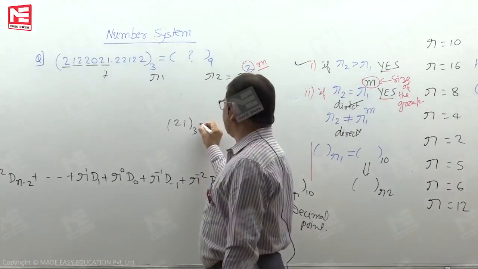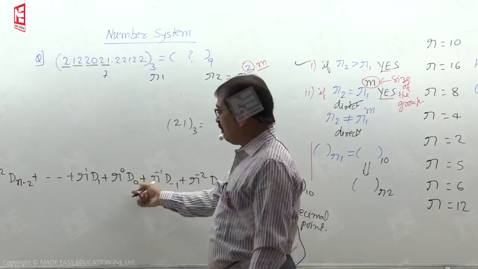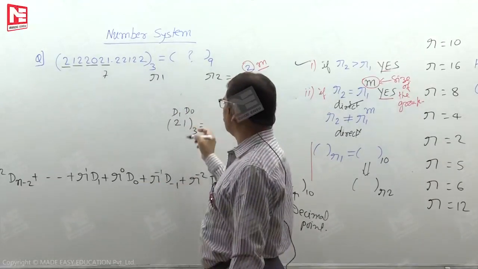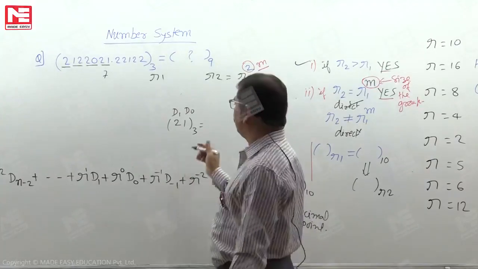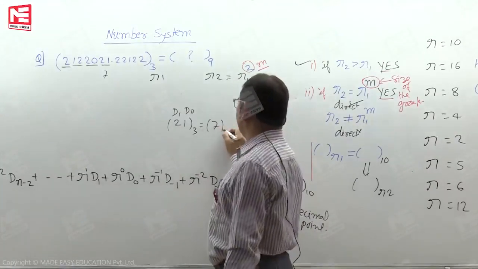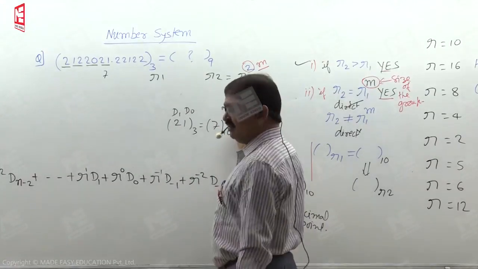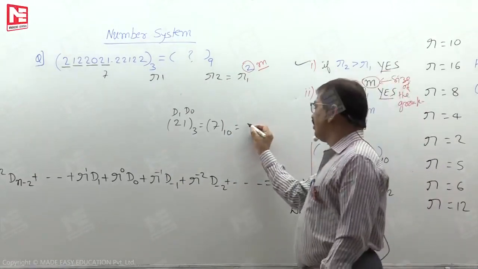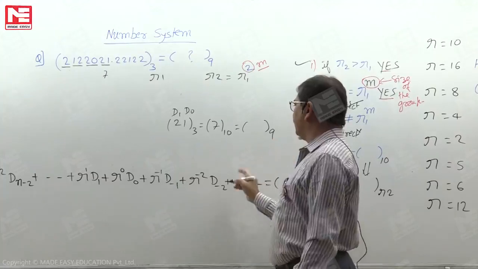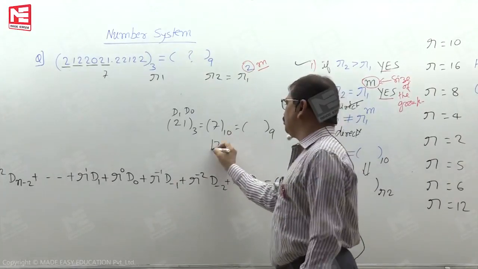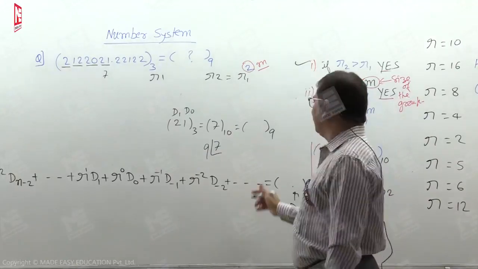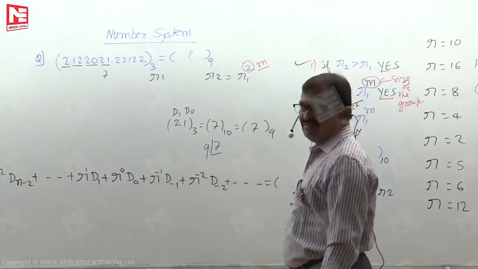When it is the radix of 3, with this polynomial equation we are looking at, this is D1, this is D0. So 3 into 2 plus 1 is 7, a decimal 7 basically. With the polynomial equation we are reading the decimal equivalent value. But we want the equivalent radix 9 here. So to read the equivalent radix 9, it is to be divided by 9. If you divide by 9, division is not possible. So this itself is 7.